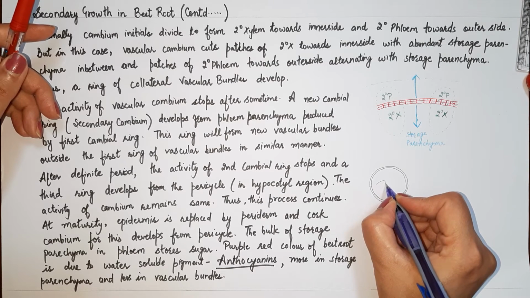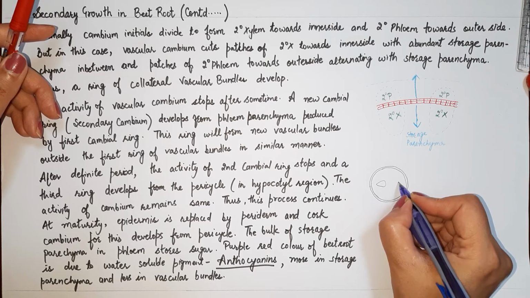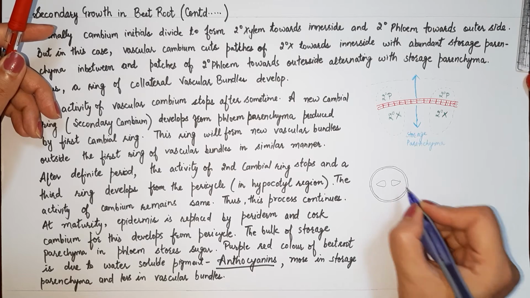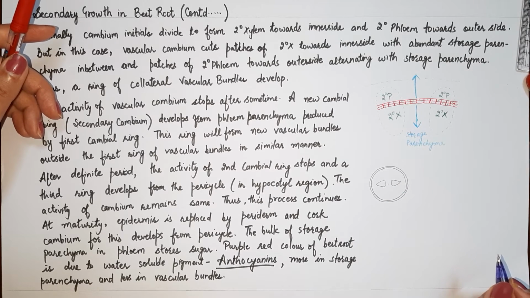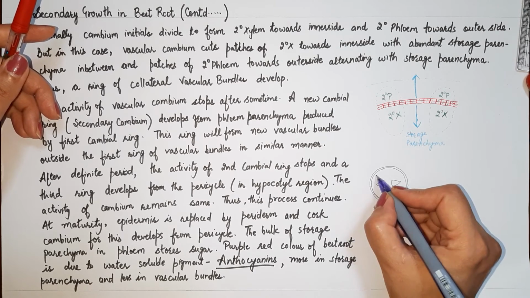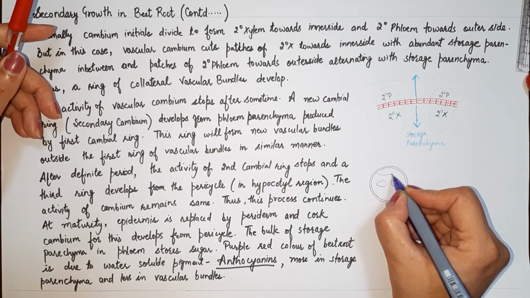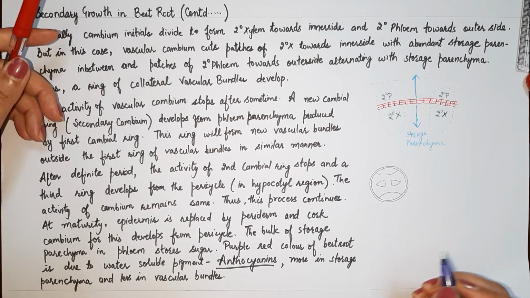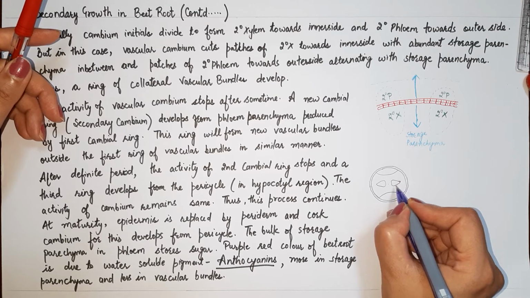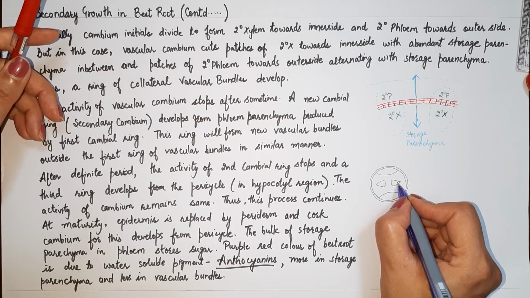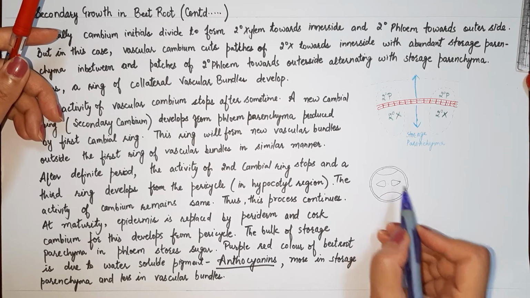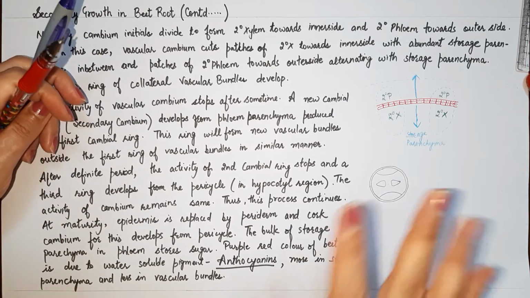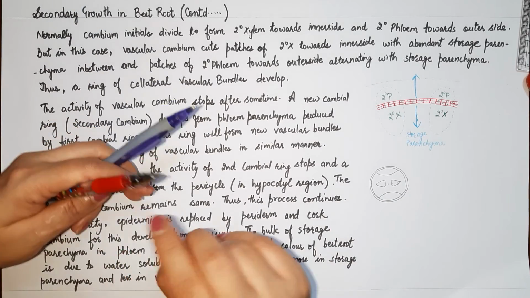So, we have two patches of xylem with a small pith in the center, and there are two patches of phloem alternating with xylem. Towards the outer side it is protoxylem, towards the center is the metaxylem. So, it is exarch condition. This is the basic structure of the stele.